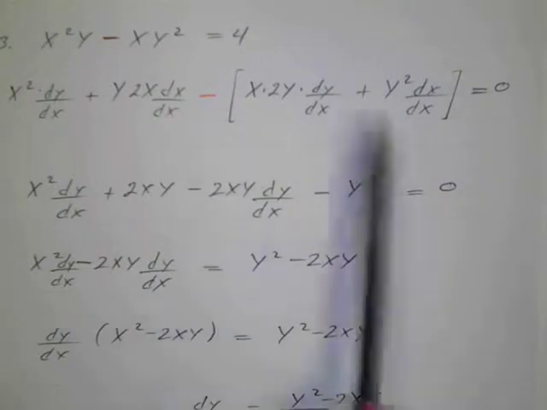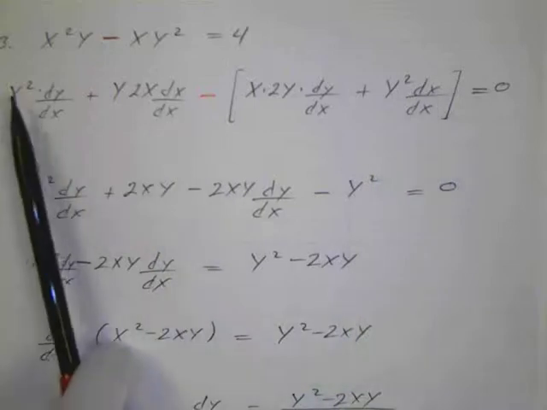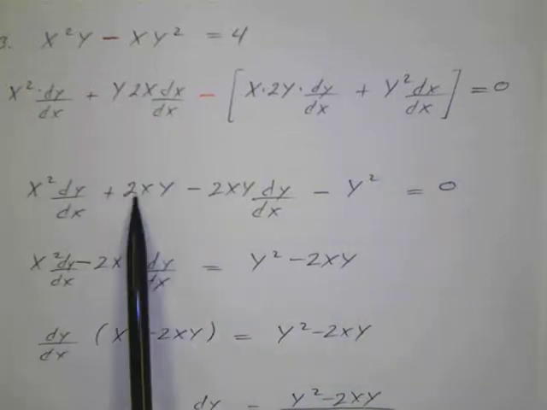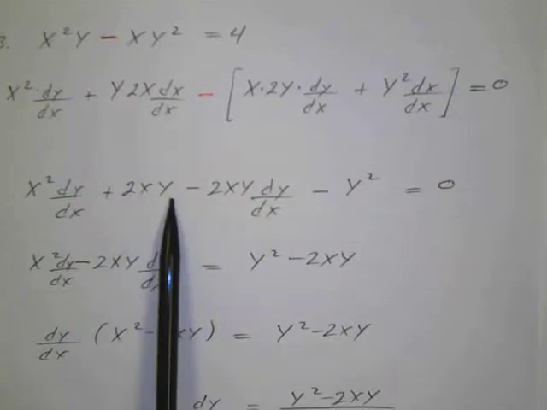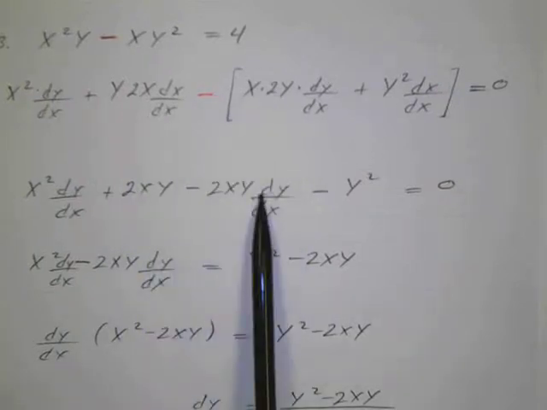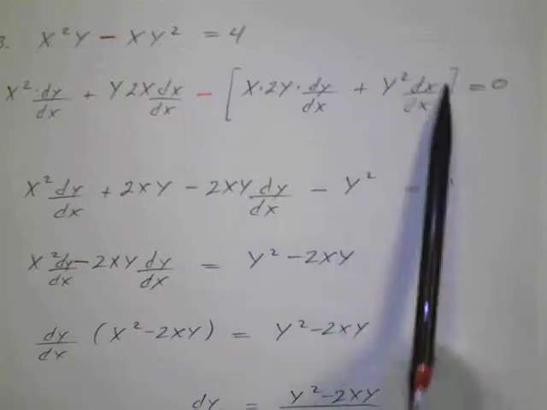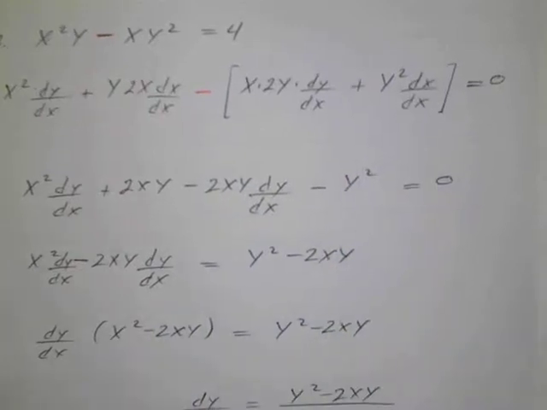And let's see, we can remove the parentheses and we can take care of the dx/dx's. So this is going to be x squared dy/dx, plus 2xy, since dx/dx is 1, minus 2xy dy/dx, and a positive times the negative is a negative, y squared, and dx/dx is 1. So we simplify that.